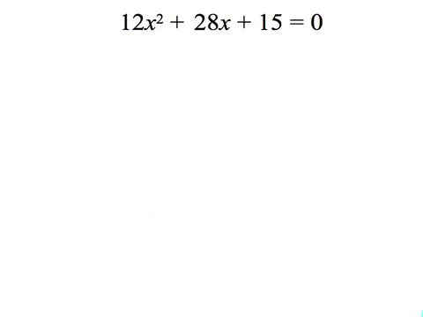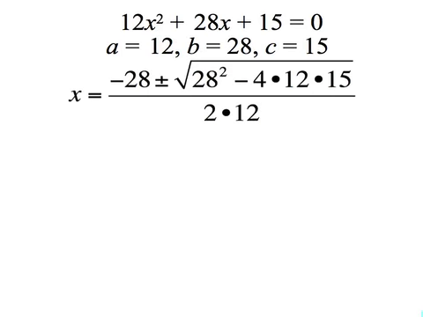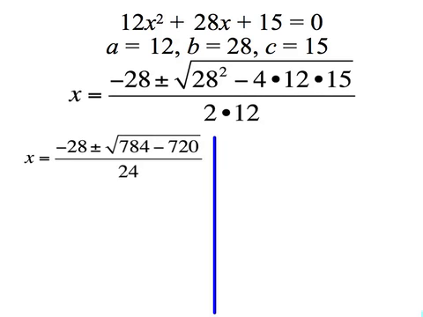Here's one more equation. We have A is 12, B is 28, C is 15, and we plug them in as shown. Then we do 28 squared to get 784, and 4 times 12 times 15 to get 720. We subtract 784 minus 720 to get 64. And by the way, we've also done 2 times 12 in our denominator to get 24.